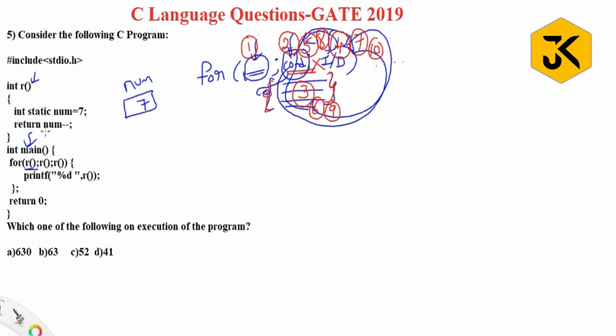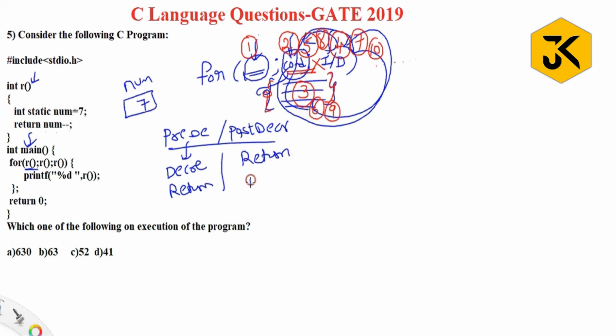So it is going to return num minus minus, which is post decrement. You have to understand the difference between pre-decrement and post-decrement. The important point: in pre-decrement, it first decrements, then returns the value. Whereas in post-decrement, it first returns the value, then decrements. If you miss this point, you will get a wrong result. Here they have given post-decrement, so it returns the value first.